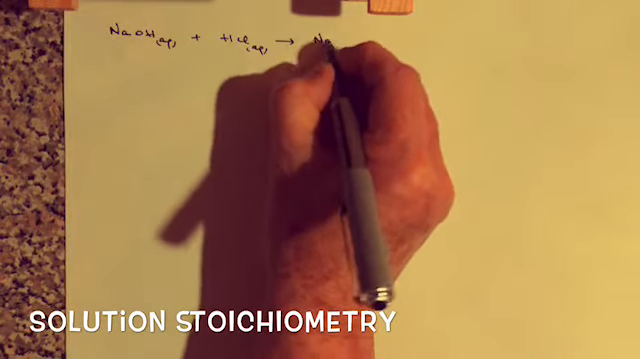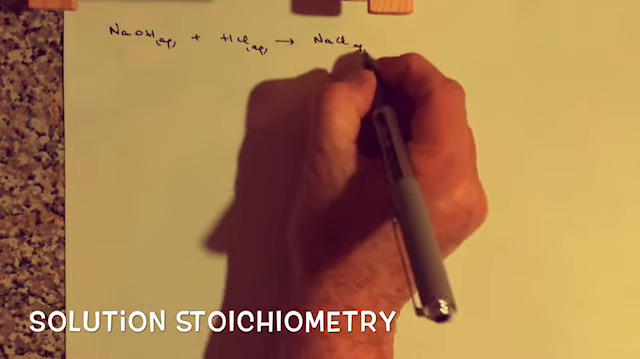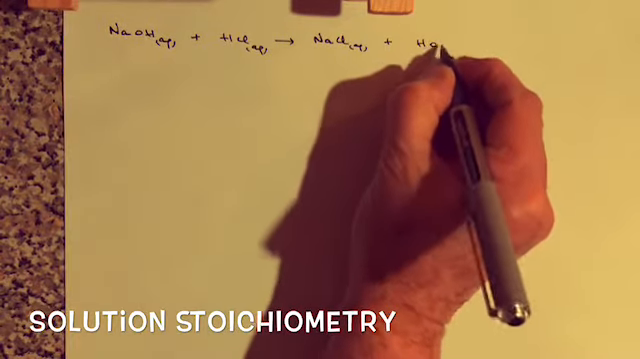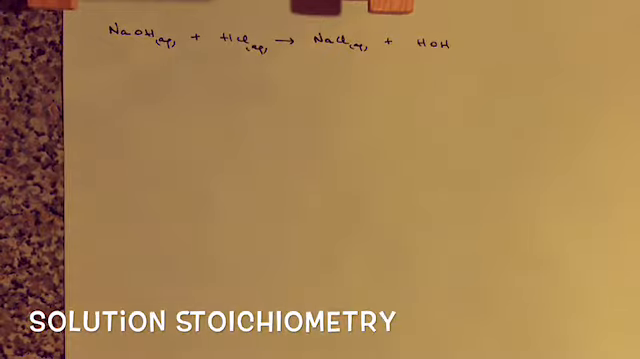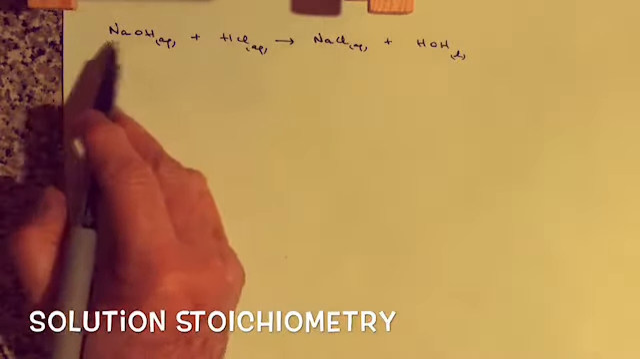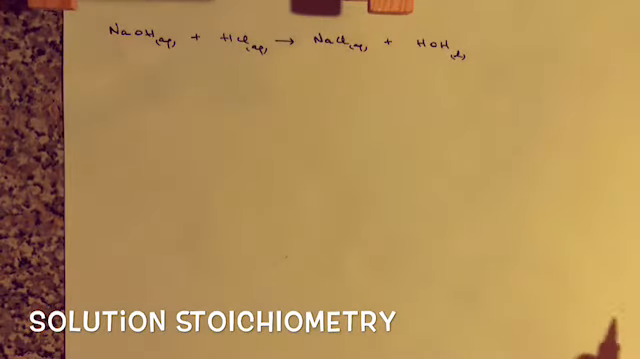So here's our salt, NaCl, and that's also totally soluble. And of course water, which you can either write as HOH or H2O. You need to put a little L there. Now the other thing you need to do is make sure it's all balanced out first. So it's a 1 to 1 to 1, everything's balanced.